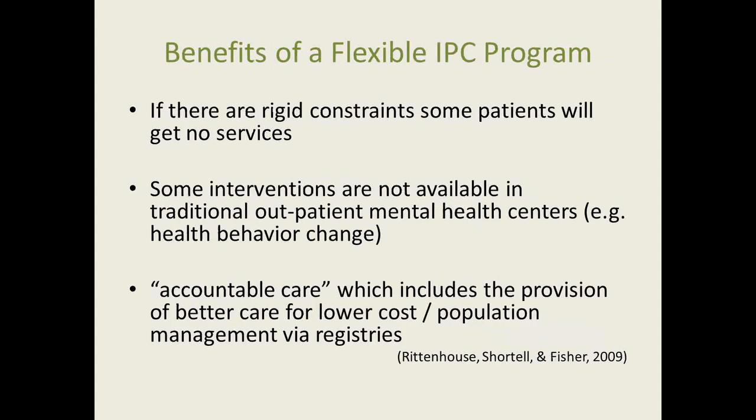So if we have a flexible integrated primary care program, there are many benefits. If we have very rigid constraints, then a lot of patients won't get any services. We've already talked about the fact that some interventions aren't available in traditional mental health centers that are outpatient focused. For example, health behavior change is not something most folks are trained in, working with diabetes or hypertension, and typically that becomes more of a specialty in the primary care setting.